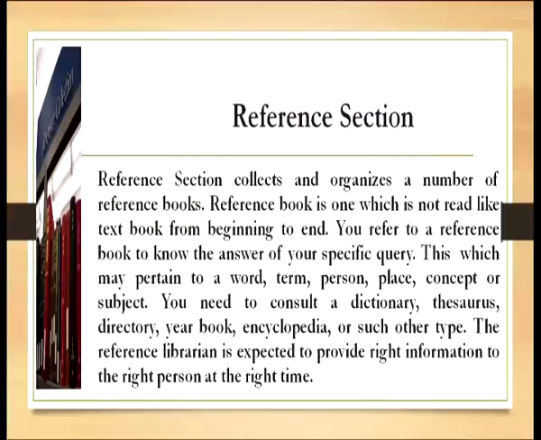The next section is the reference section. This is also a very important section. The reference section collects and organizes a number of reference books. A reference book is one which is not read like a textbook from beginning to end. You refer to a reference book to know the answer to your specific query, which may pertain to a word, term, person, place, concept or subject. You need to consult a dictionary, thesaurus, directory, yearbook, encyclopedia or such other type of reference book. The reference librarian is expected to provide the right information to the right person at the right time.